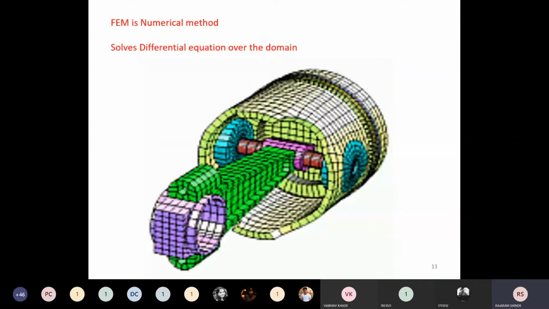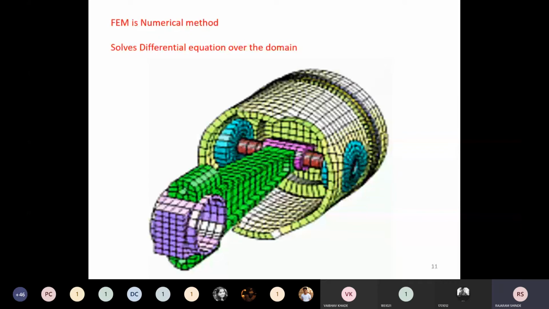Same as the finite difference method, the finite element method is also a numerical method, and it is used to solve differential equations over the domain. I will explain why we need to solve differential equations in the next few slides. There are a lot of ways to analyze systems or solve differential equations.